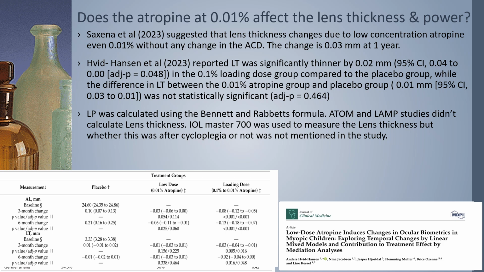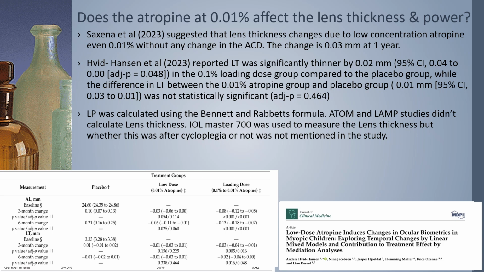And they found that when you use a loading dose, only then was there a significant change. The difference in lens thickness between the 0.01% and placebo group was not statistically significant. At 3 months, the change in placebo was 0.1 in axial length and 0.01 in lens thickness, very similar to low dose atropine and similar to 0.1%. So 0.01% did not change much in the Havid Hansen study. Both studies used the IOL Master 700, although the patient population and ethnicity were different.